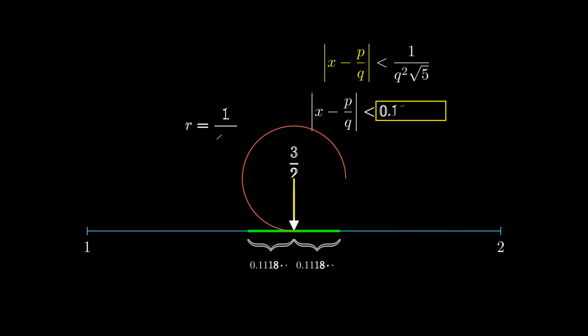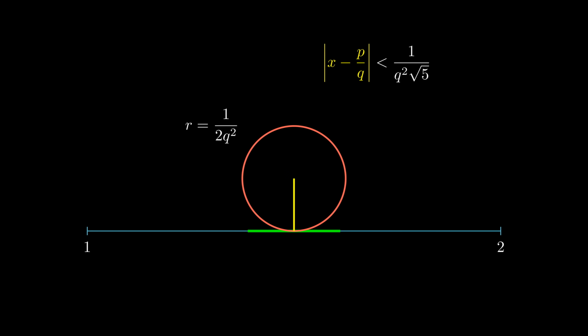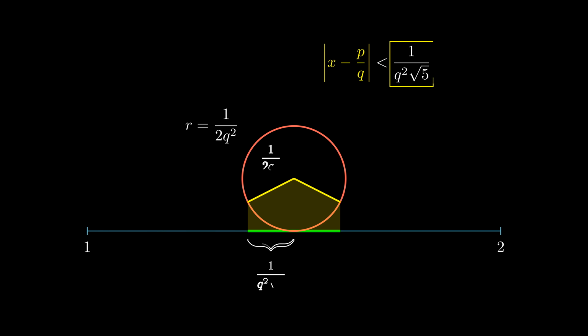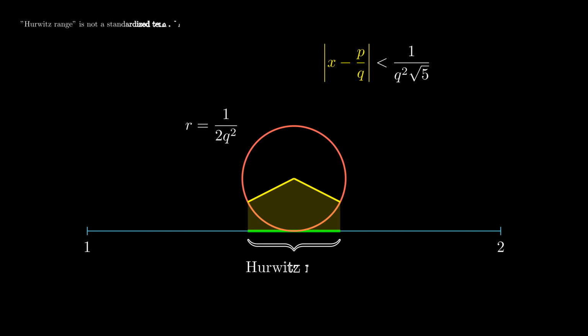If we draw our Ford circle, the radius is 1/2q squared. To get 1/5q squared, we just rotate our radius until we get a triangle such that the height is half the width. This gives us a shape where the width on each side is the 1/q squared that we want. This shows us that the desired interval width is proportional to the radius of the Ford circle. Let's call this width the Hurwitz range of the circle, just for convenience.